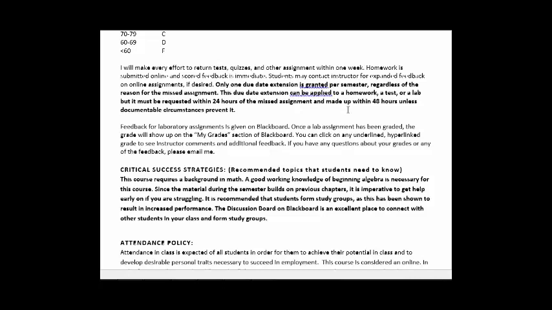So keep in mind, if you go ahead and use it at the beginning of the summer on a homework assignment, and then later on you miss a test, then you've already used up your due date extension. You cannot request a second extension. So the process for this is you must request that due date extension within 24 hours of the missed assignment and make it up within 48 hours, unless there are some sort of documentable circumstances, such as being in a hospital, unable to access a computer, that prevent it. But you have to document it and show me why you were unable to request it sooner.